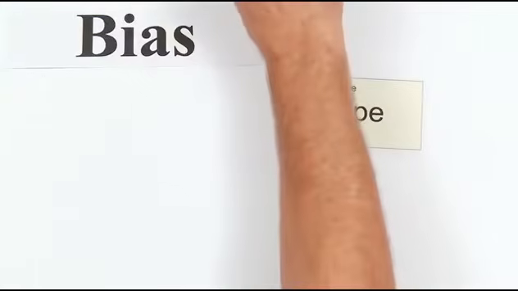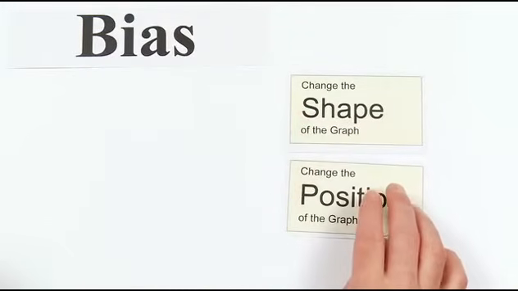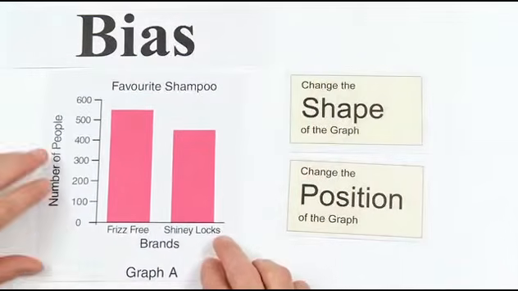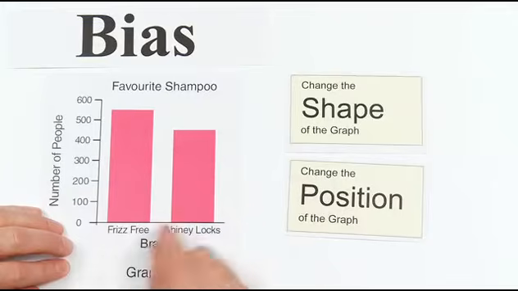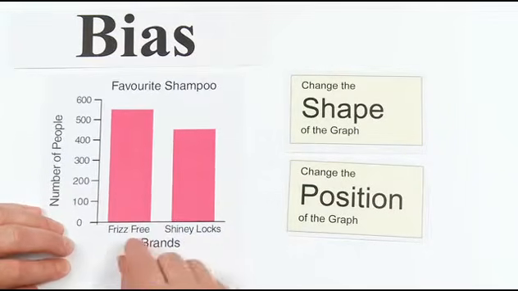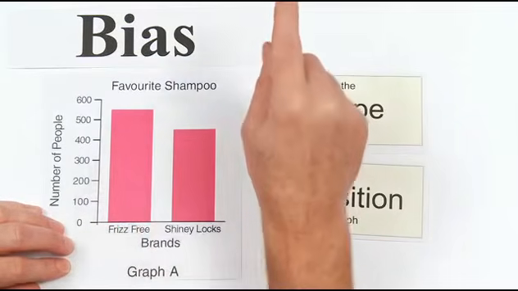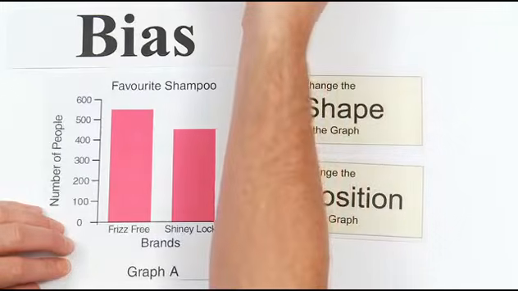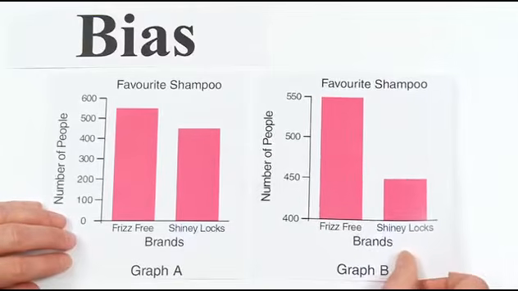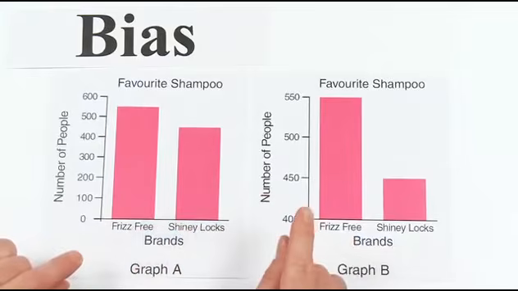Not only can you change the shape of the graph, you can also change the position of the graph. Take a look at this one. This is a graph talking about favorite shampoos. Frizz-free versus Shiny Locks. And even from this graph, you can see that Frizz-free is more popular, right? But an advertising agency, an advertiser, might want to change the position of this. And they do that. Be on the lookout for this.